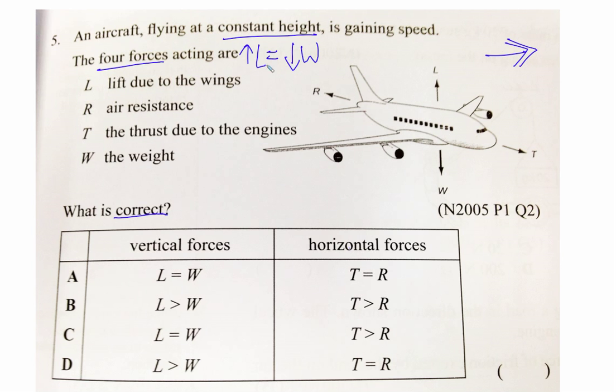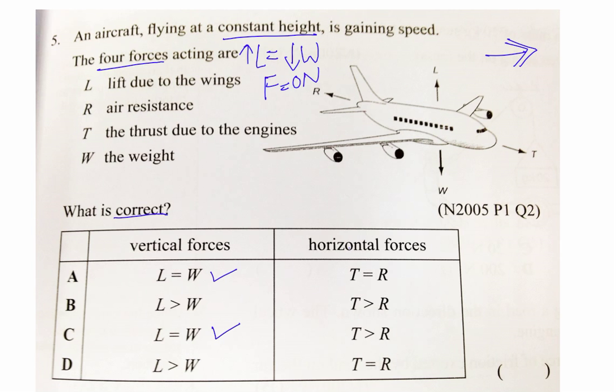If upward force is equal to downward force, I can safely say that my resultant force is equal to 0. So if you notice constant height, there's no movement up, there's no movement down, resultant force is 0, so the answer will be either A or C. Okay, so this is for vertical forces.